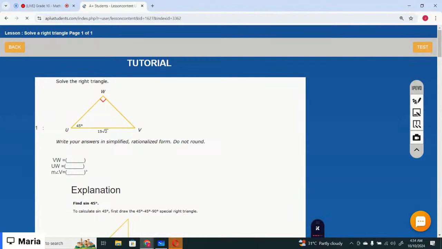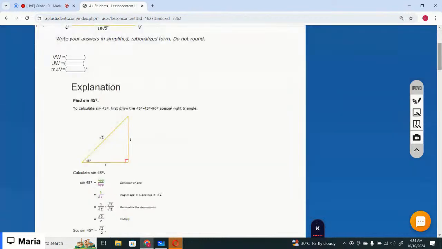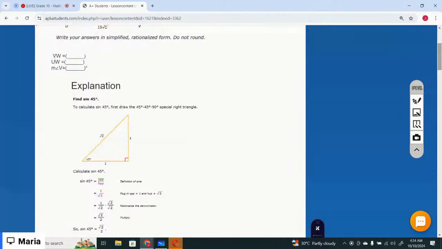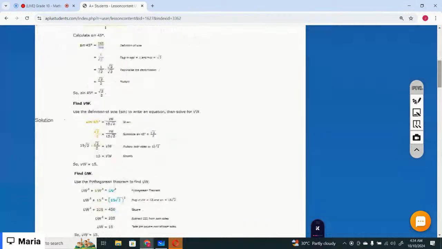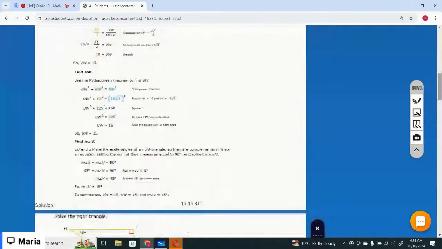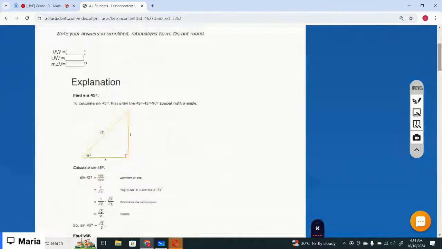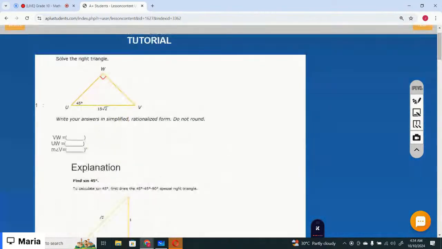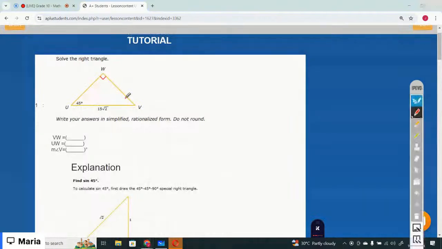Okay, solve the right triangle. You are given two of the angles and one side. You have to solve the right triangle, right? So you need sides and angles. So start with the angles 45 and 90. That means the third angle is 45 degrees. Got it? You have only one side given.